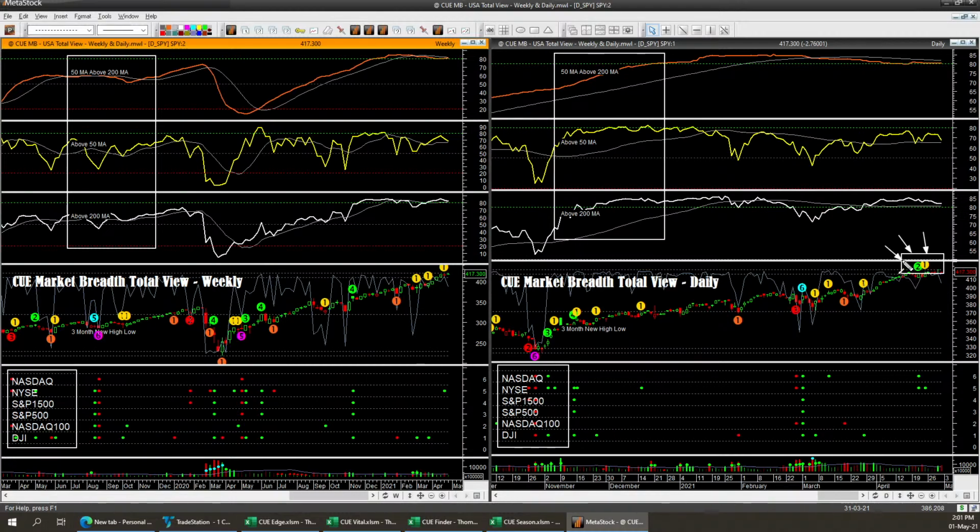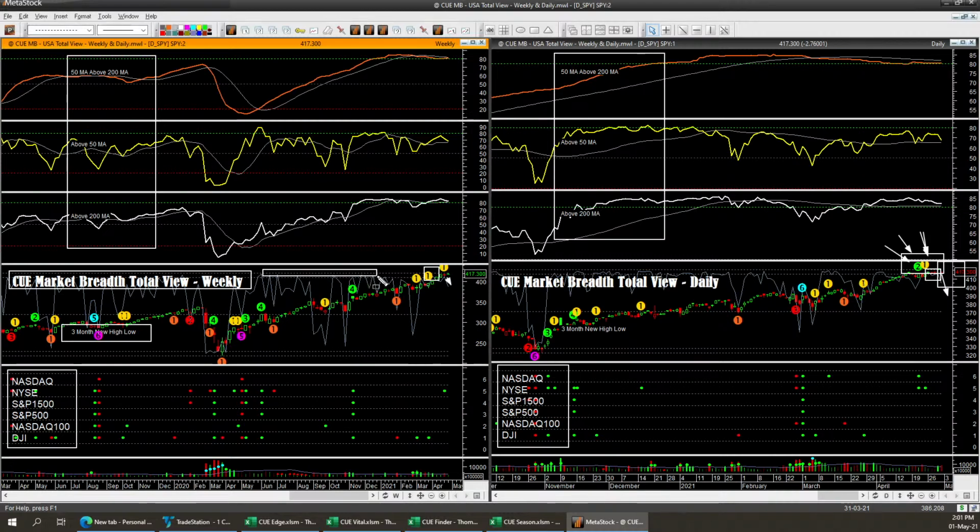A couple of days ago we had accumulation counts of 2 and 1. There is no distribution count at all. And I have added 3-month new high low here also. You can see for the total view as a whole, the weekly was at an extreme. Just recently it tilted down. Daily also hit the extreme. Just on Friday probably it tilted down.